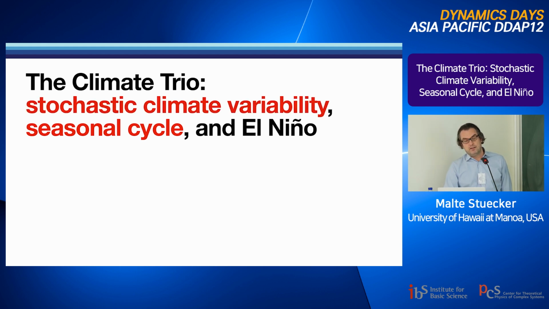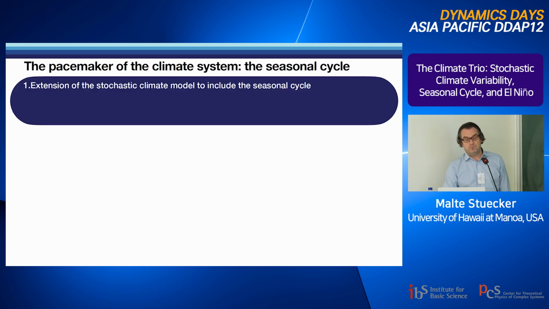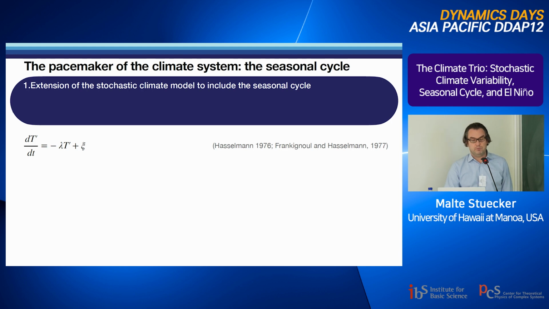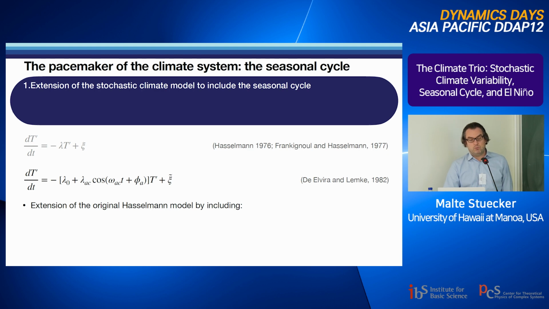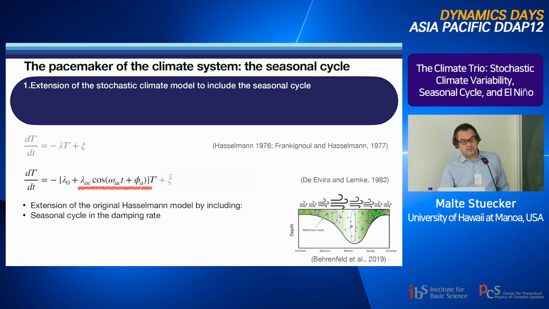And the seasonal cycle interacts here with two players, one with the stochastic climate variability. And if we go back to the original Hasselmann model here, the next extension to it, where we add complexity by considering the seasonal cycle, is this extension that was proposed by Dell'Aquila and Lemke in 1982. And they expanded this model by adding a seasonal cycle in two components. One is adding a seasonal cycle here in the damping rate. And in this very simple form, it's just a cosine modulation of the damping rate.